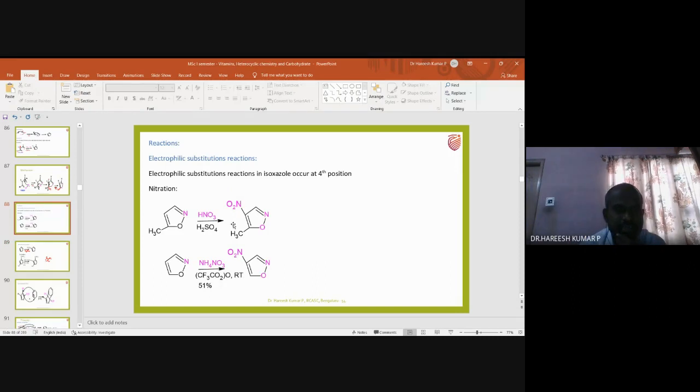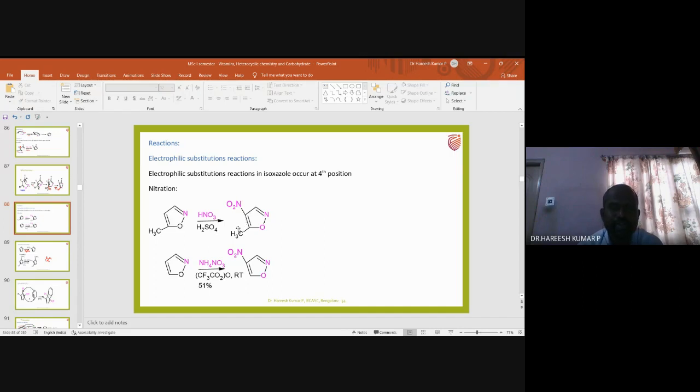This is the nitration. So nitration means nitrating mixture is used. Nitrating mixture means there is a possibility of forming nitronium ion. So nitronium ion attacks the 4th position of the isoxazole. 4th position means 1, 2, 3, 4. This is the 4th position. So what is the starting material? Name of this compound? 5-methyl isoxazole. 5-methyl isoxazole, when it undergoes nitration with nitrating mixture, gives 5-methyl 4-nitro isoxazole.